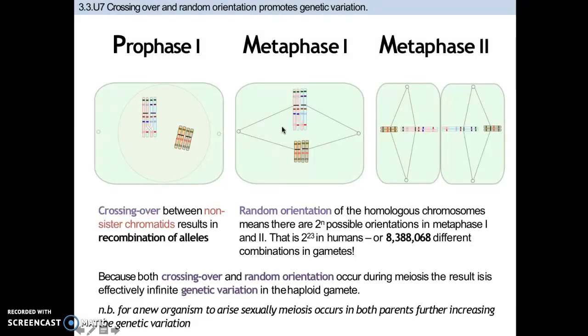All right, so that means chromosome 1 is here at the top and chromosome 2 is here at the bottom, but they could very easily switch. With 2, that's not so important, but with 23 or 46 total chromosomes, there's all sorts of possible combinations you could include there. Same with metaphase 2. So crossing over and random orientation occur during meiosis and effectively create an infinite genetic variation in the haploid gamete. So that's pretty cool.